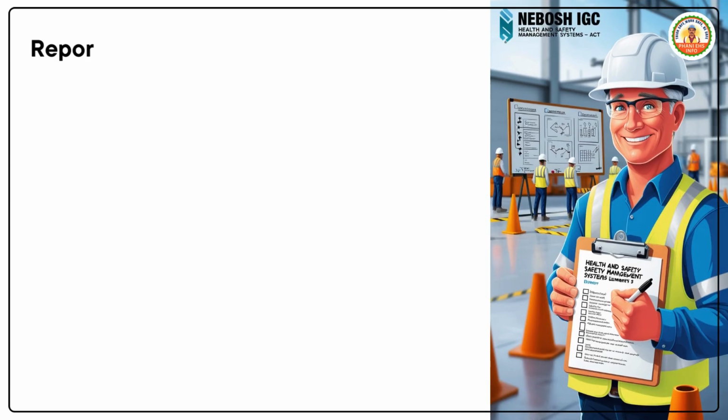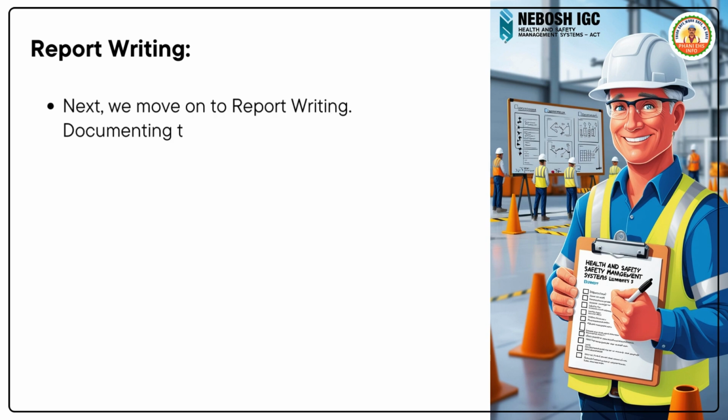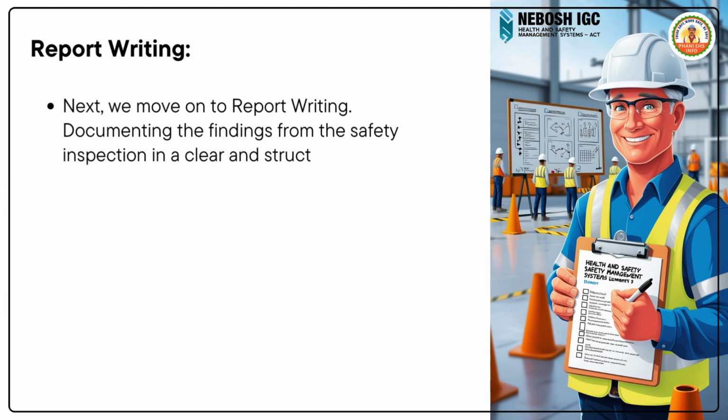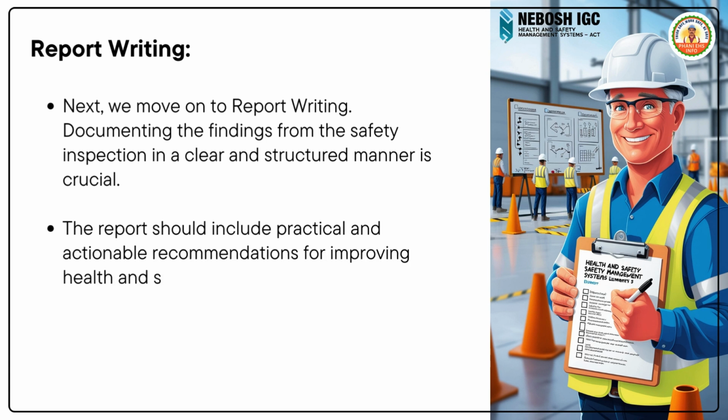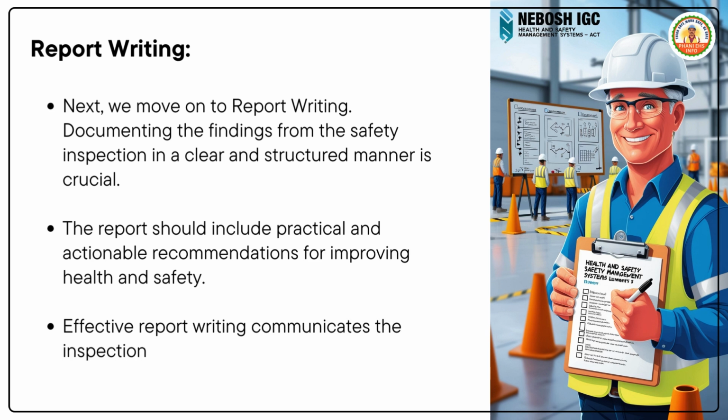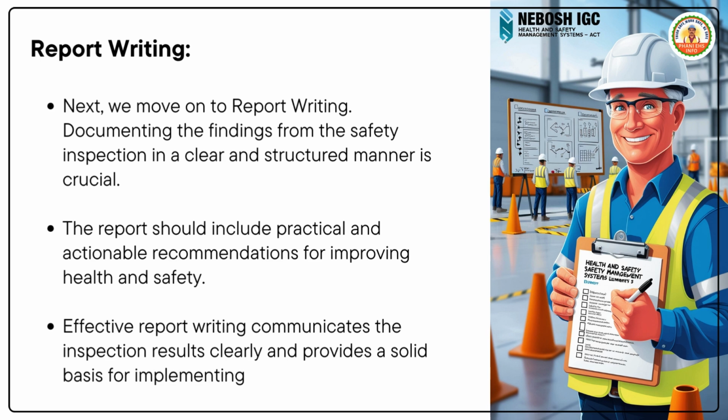Report writing. Next, we move on to report writing. Documenting the findings from the safety inspection in a clear and structured manner is crucial. The report should include practical and actionable recommendations for improving health and safety. Effective report writing communicates the inspection results clearly and provides a solid basis for implementing necessary changes.